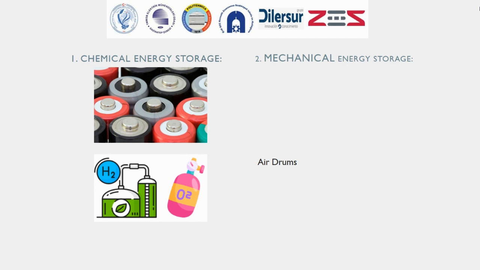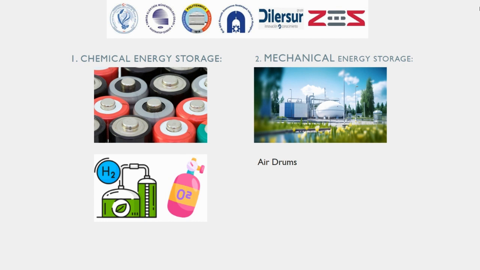2. Mechanical energy storage. Compressed air energy storage systems. Electrical energy is used to convert electricity into compressed air, which can be converted back into mechanical work for later use. Air drums. Air drums are used to store and return mechanical energy by varying the pressure of compressed air.